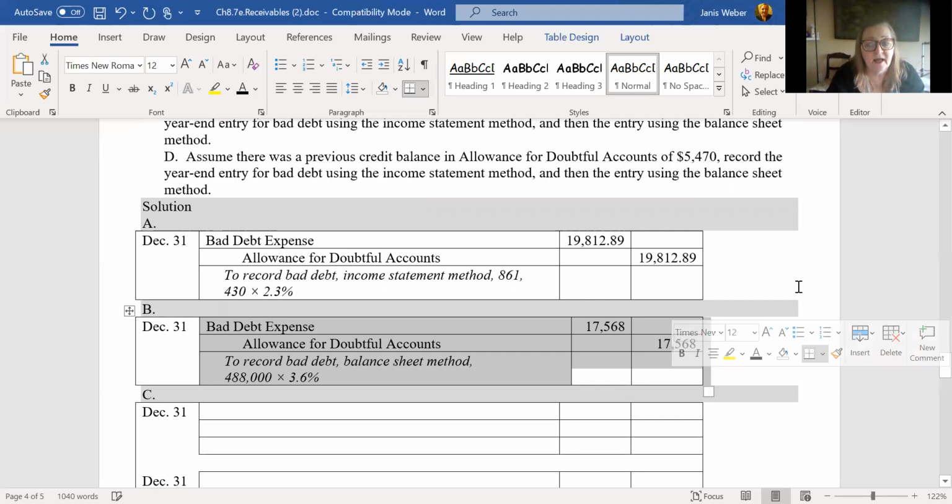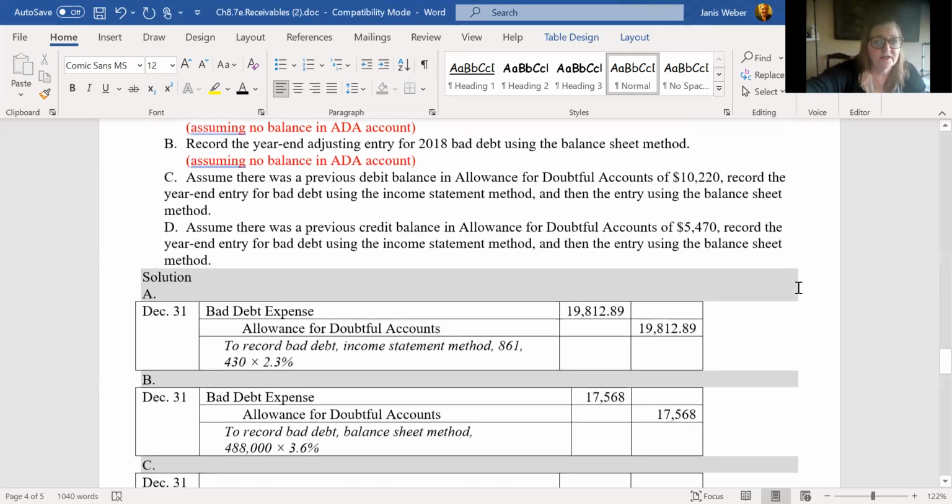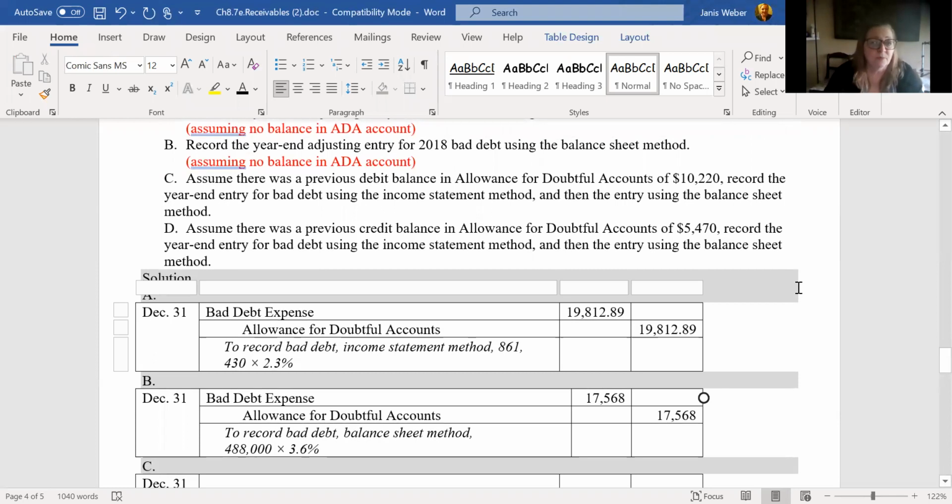If you had a balance in the ADA account, you would have to adjust it to the 17,568 rather than just posting the entire amount to bad debt and to the allowance account. All right, C, assume there was a previous balance in the allowance for doubtful accounts of 10,200. So record the year-end entry for the bad debt using the income statement method, and then the entry using the balance sheet. So we're going to do the income statement approach.